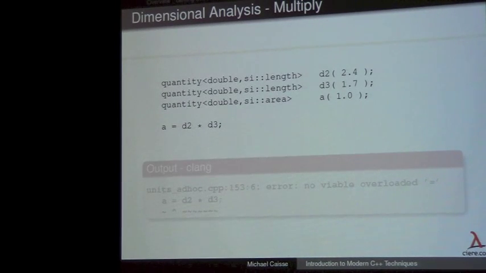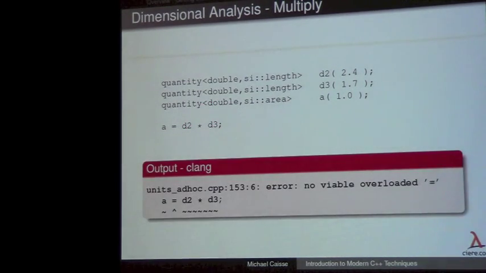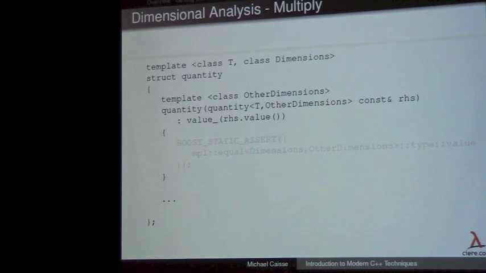Okay, type back up. So now we have length, length, and area. We're taking and multiplying these two distances, length and length. We should get length squared, which is an area. And now it tells us no viable overload. That's really annoying because it should just work. This doesn't work because we made our constructor explicit. So now we want to get rid of the explicit. Before, we made it explicit so we couldn't assign things that were of different types. And now we have to get rid of it so that we can assign things.